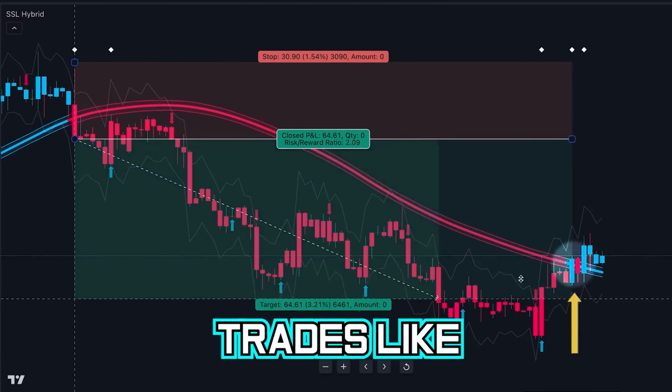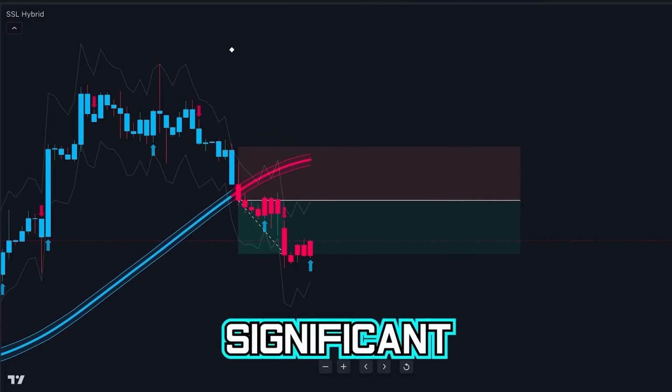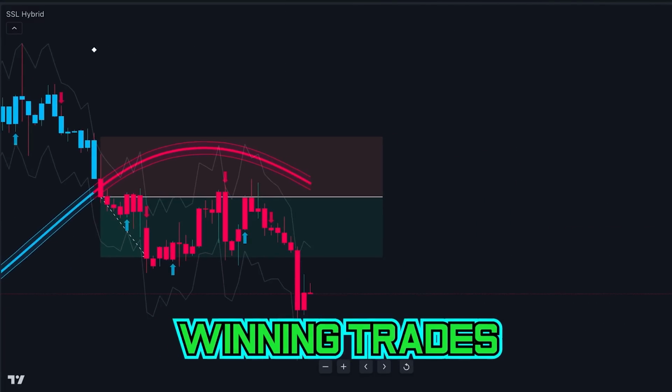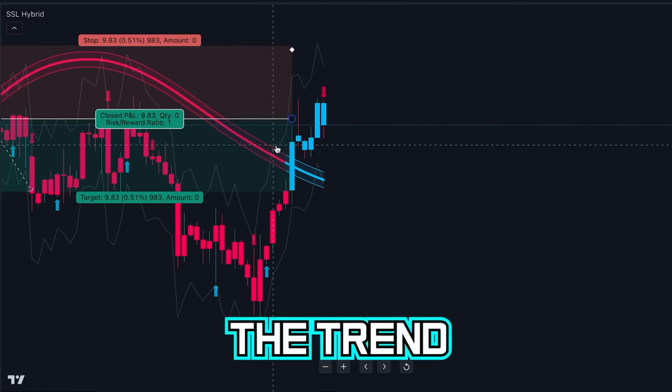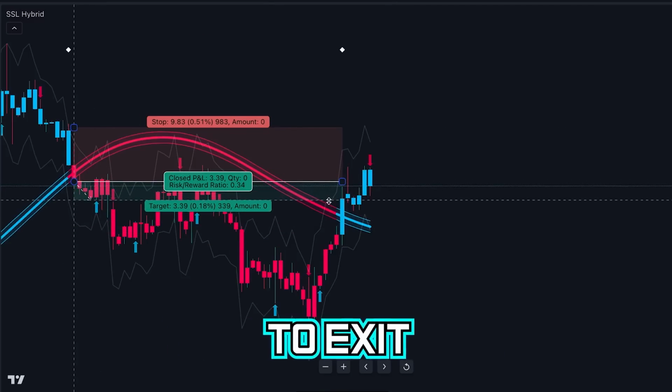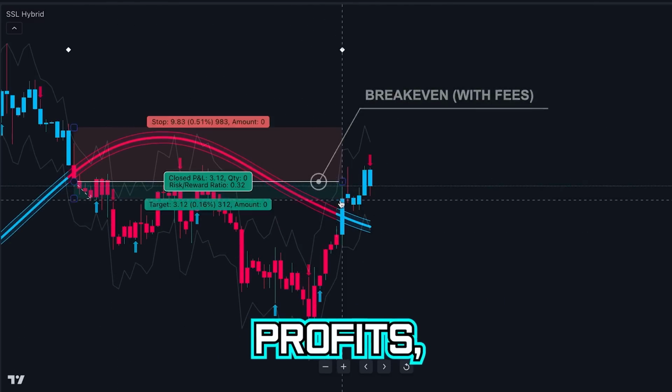However, entering trades like this is not very smart. By doing this, not only will you have significant losses, but the majority of your winning trades will be very small in profits, since holding positions until the trend changes direction will cause you to exit positions within a significant retracement, taking back all your profits.